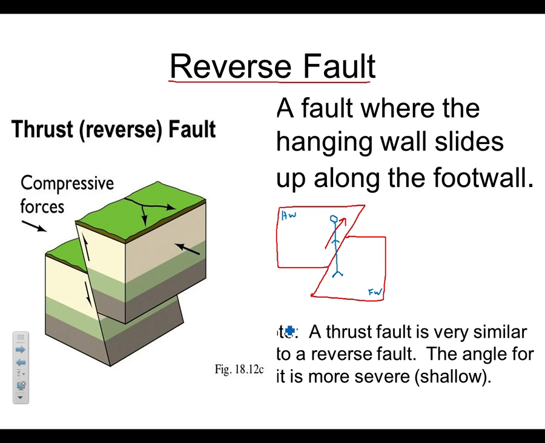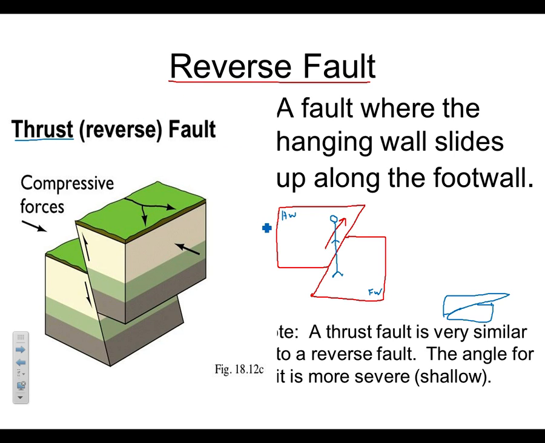Now, just a little side note here. Sometimes I'll say thrust fault instead of reverse fault. Really, it's basically the same thing. A thrust fault is very similar to a reverse fault. The angle is a little bit more severe, though. So a thrust fault, if I drew a little bit more severe angle, would look something like that. So basically the same idea though. The hanging wall slides up along the footwall. So if I say thrust fault, reverse fault, same thing.